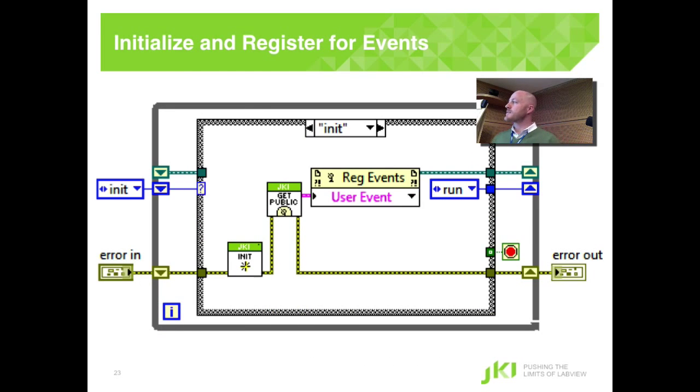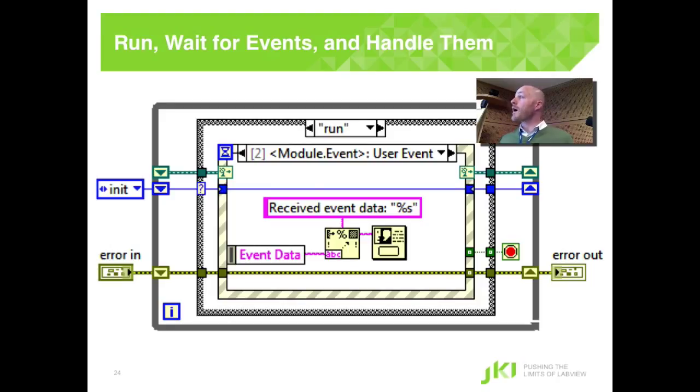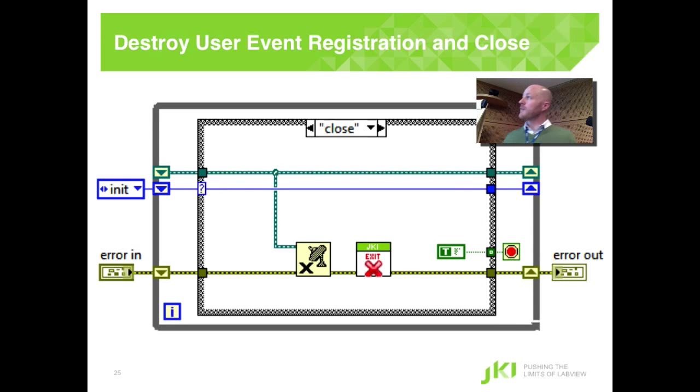So when you use this inside of a state machine, it's very useful because you may want to dynamically register, and sometimes you may even want to unregister, re-register, or change registrations if you have multiple events that you're registering for. And so putting it in a loop is pretty helpful. So I designed a very simple state machine that has an init, a run, and a close frame, and I'll just walk through each of these. In the init, you'll want to register for events. In the run, you'll receive event data. And then in the close, you'll want to destroy the event registration and shut down your actor.